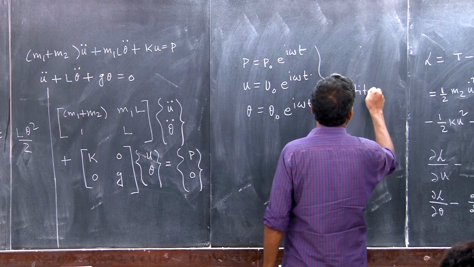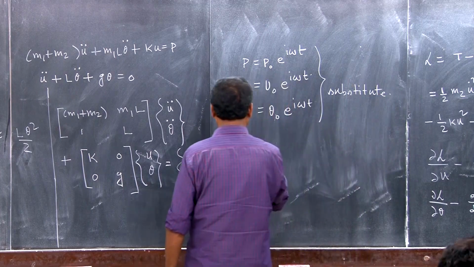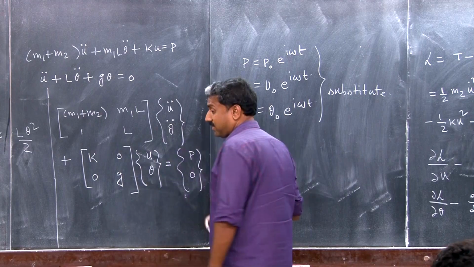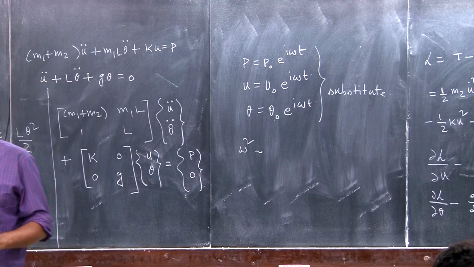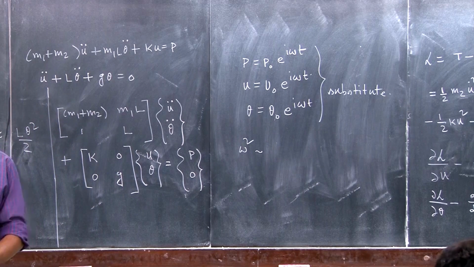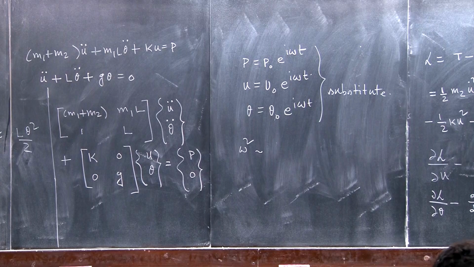If you substitute, you will get an equation in omega square in terms of the other variables. Once you get it in terms of omega square, you should see whether there is any possibility of dynamic instability in the form of divergence or flutter. That you can do yourself, right?